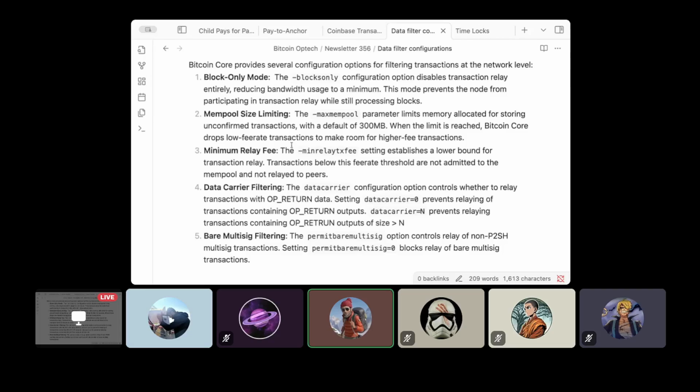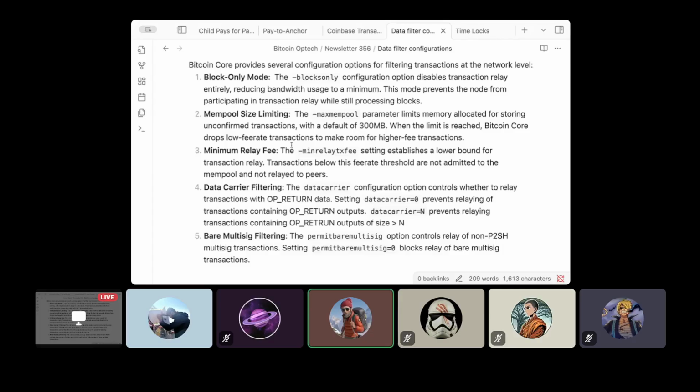Then the fourth one is data carrier filtering. This is the one that you use to turn off OP_RETURN data. Yeah, so this is the point of contention right now, right? This feature. Yeah. So when you set datacarrier=0, it completely prevents relaying transactions that contain OP_RETURN outputs. Whenever you find a transaction containing OP_RETURN in its output, if you set it to 0, it just removes the transaction from your mempool.